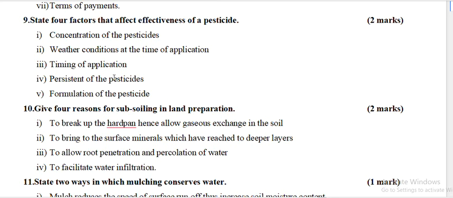State 4 factors that affect effectiveness of a pesticide, and that includes concentration of the pesticides, which means the lesser the concentration, the less effective it will be on the pest. Then weather conditions at time of application, maybe when we have rainfall, it can dilute the pesticide, hence making it less effective. Then timing of application, persistence of the pesticides, and then formulation of the pesticide.